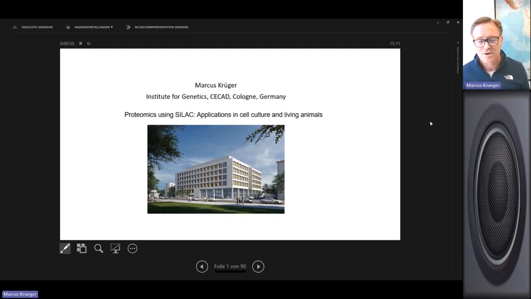Okay, so that's our institute here. As Marcel said already, I'm in Cologne in Germany, and we are quite interested in aging-associated disease, and I'm working a bit on skeletal muscle tissue and heart tissue and different disease entities.